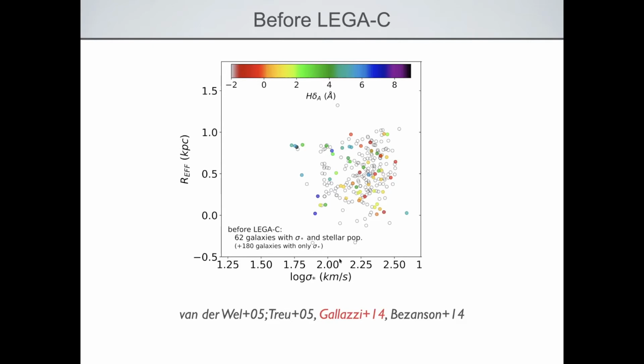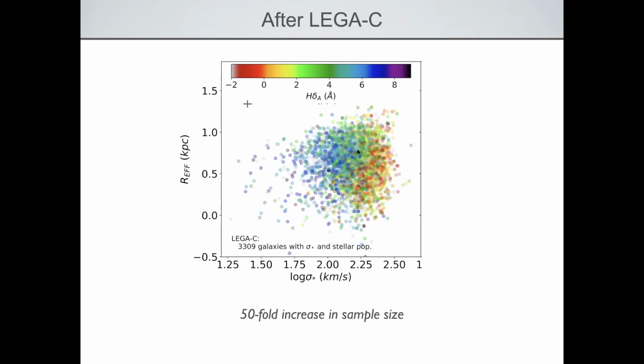So here's the effective radius versus the stellar velocity dispersion, color-coded with H delta absorption. So young galaxies would be here, old here. So all in all, 62 galaxies before LEGA-C with stellar population and stellar velocity dispersion measurements. Now LEGA-C produces more than 3,000 of them, so that's a huge increase in sample size. And not only that, it also increases the parameter space. We'll take a more detailed look at that in a minute. So now we see these beautiful correlations between galaxy structure and mass and stellar populations, really for the first time at high redshift.